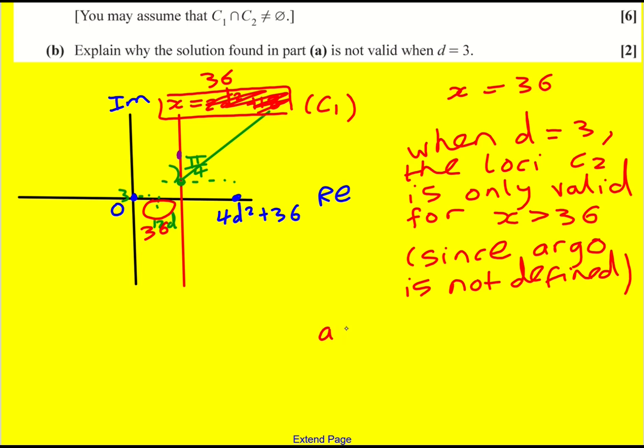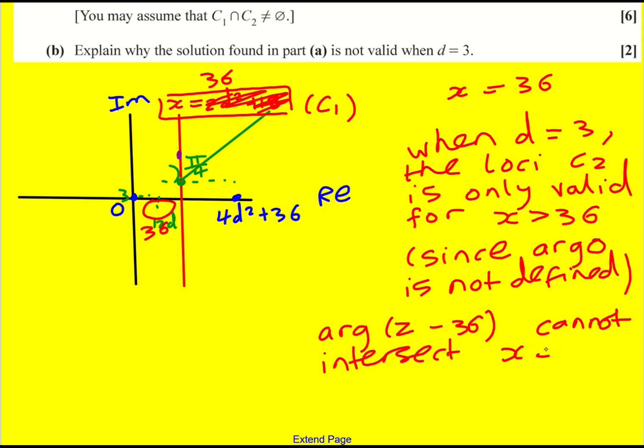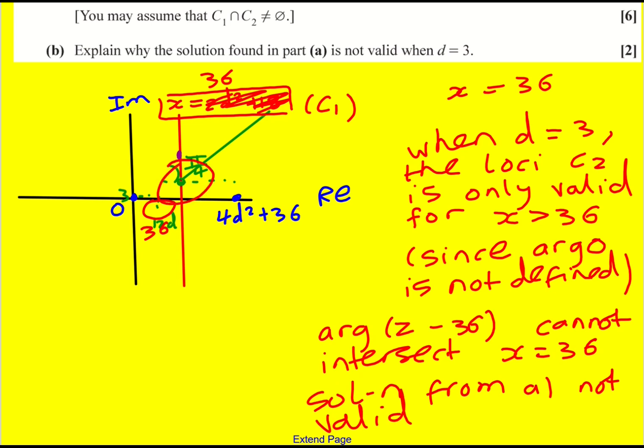So that means arguments of z, then it's minus 36 cannot intersect x equals 36. Solution from A not valid. Okay, I think that's enough. It's just basically explaining why there's the problem right here.